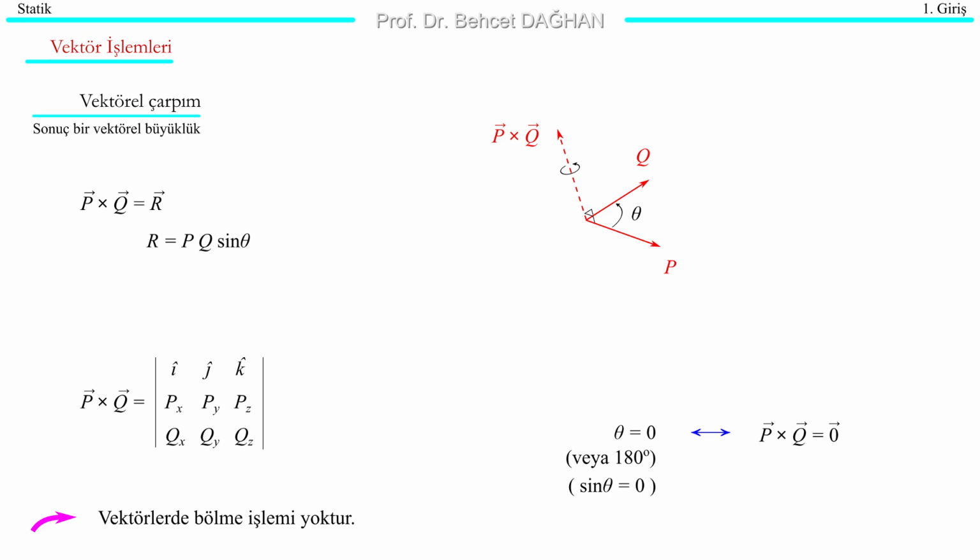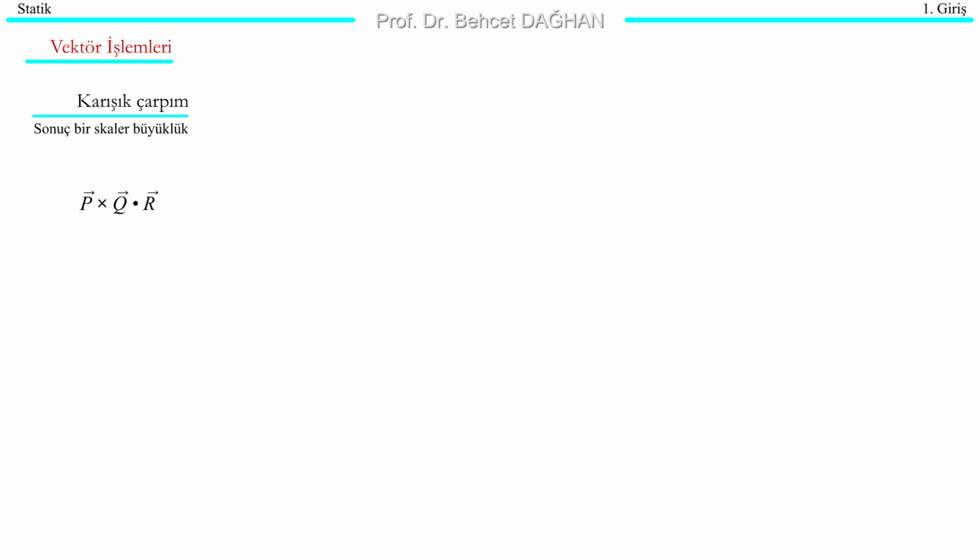There is no division operation with vectors. We can perform mixed product. If we multiply three vectors by a mixed product, the result is a scalar quantity. We can multiply the vectors p, q, and r by a mixed product. In mixed product, there is a cross product and a dot product. Here, when we multiply p by q by the cross product, we obtain a vector. We then multiply r by that vector using the dot product.